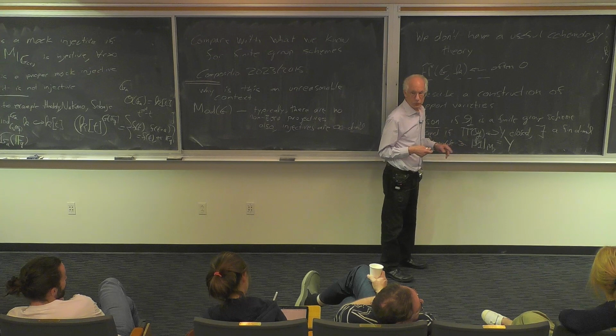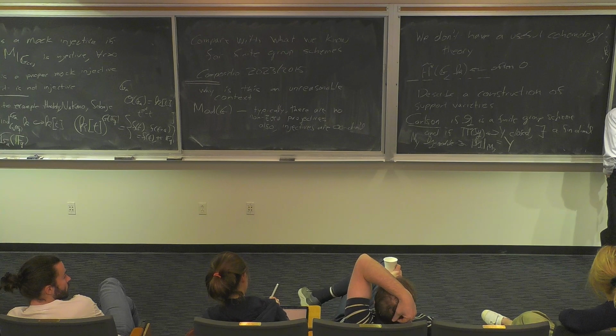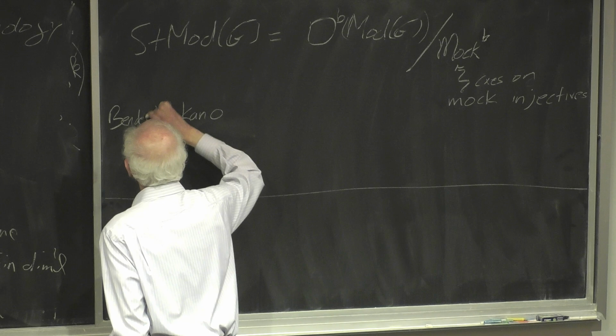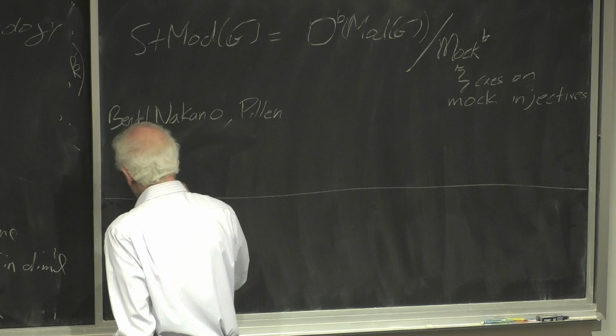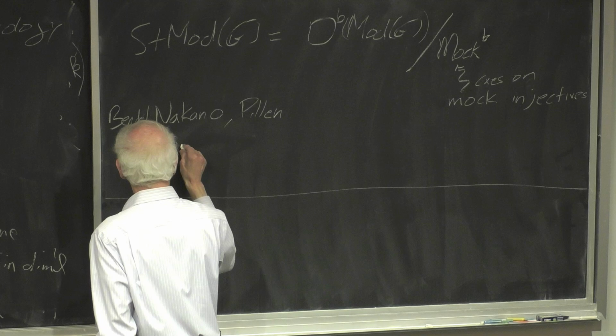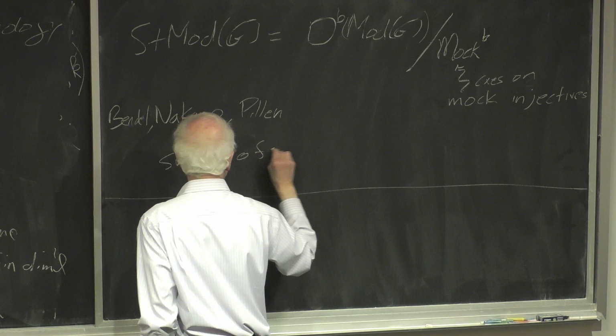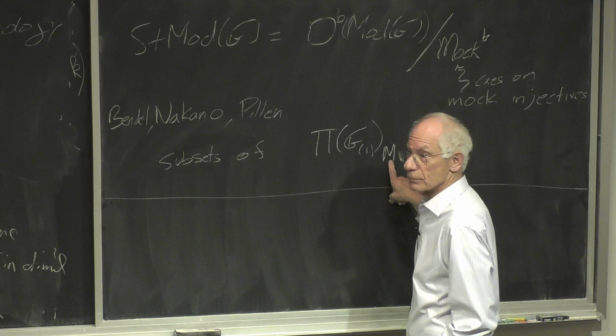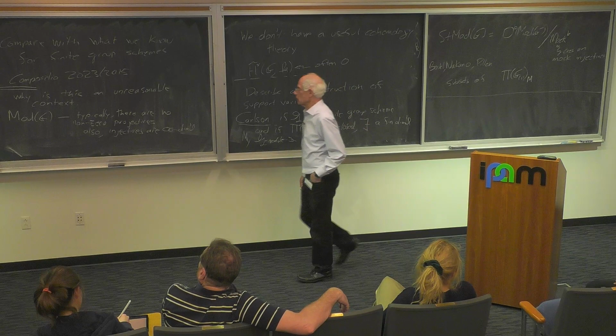And the only real results I know are for Nakano, I think this is Bendel, Pillen. They have good results about realizing subsets of the first Frobenius kernel. Which subsets in here are the restriction of a G-module? But you need to know much, much more if you're going to look at all G-modules.